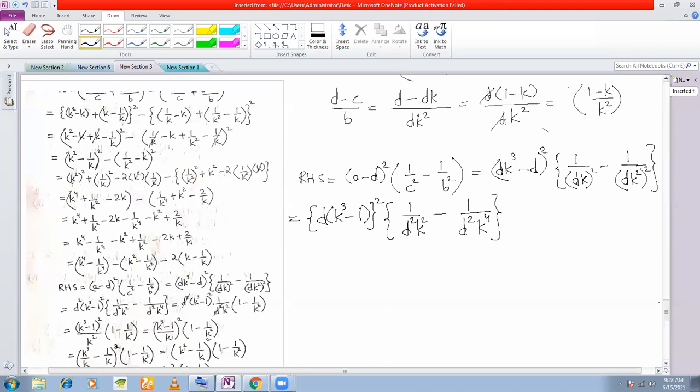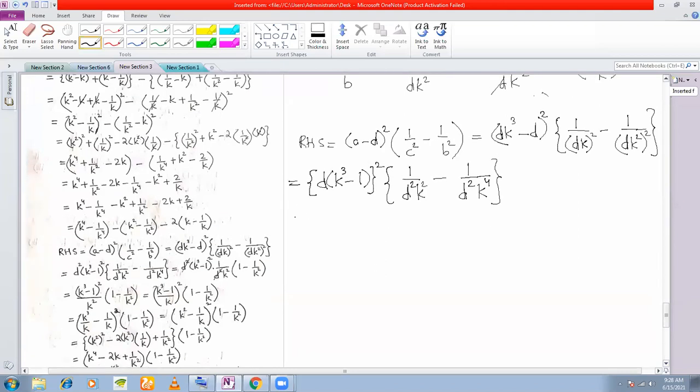Okay. This simplification is very crucial. D square from the first one, you have d square into k cube minus 1 whole square into, now see here, I have 1 by d square and I have 1 by d square k to the power of 4. So from these two, I can take out 1 by d square k square. If I take out this, what am I left with? 1 minus 1 by k square. This is what I am left with, right?